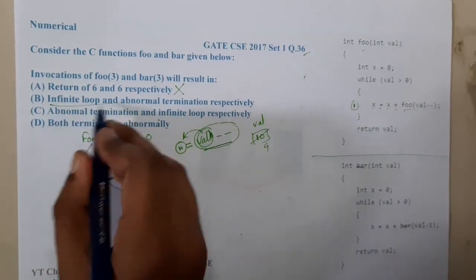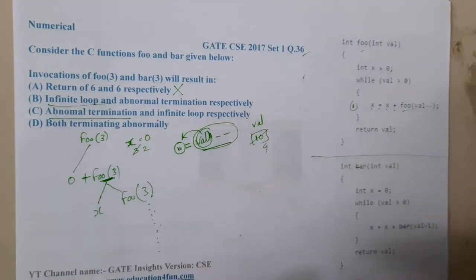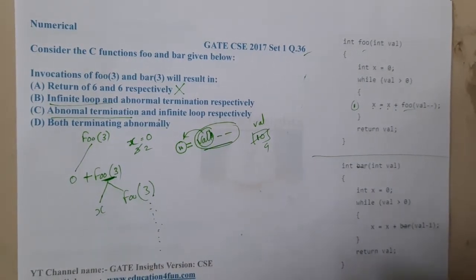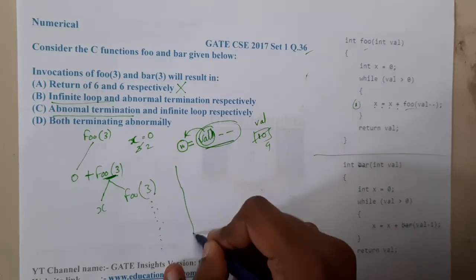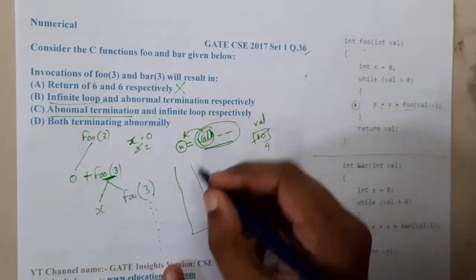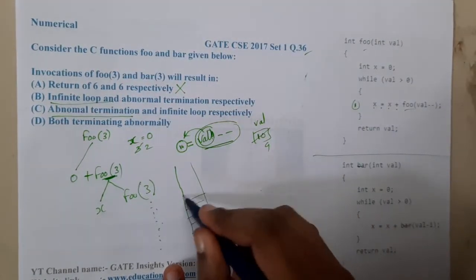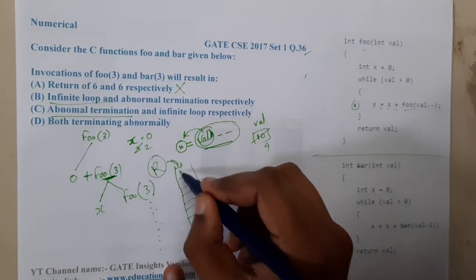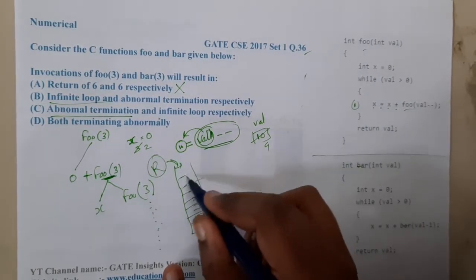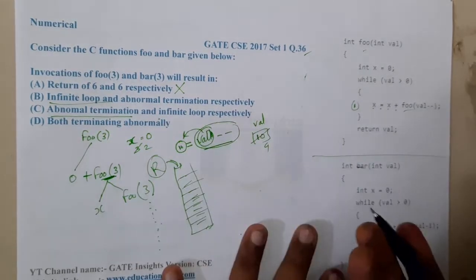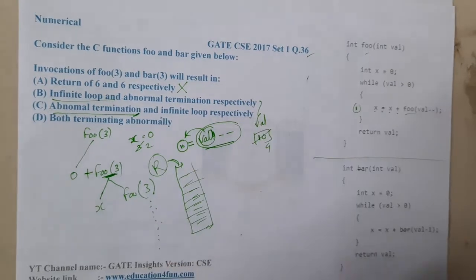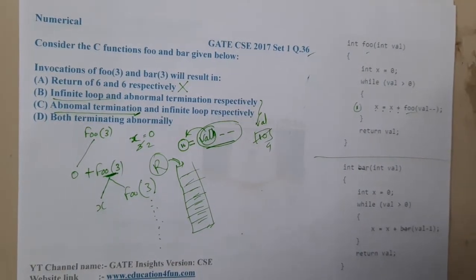Sometimes it might be abnormal termination also. Assume your system has 1 GB of RAM. If that RAM is completely full of these foo function calls, since these values are stored in the stack, it will stop at some point. Remember, all recursive functions use a stack to store their calls. That is nothing but abnormal termination. So options B, C, D are still in the race. Let us continue.